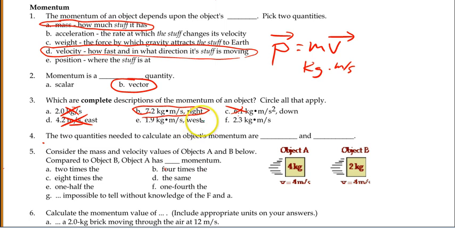Kilograms times meter per second to the west. That has both, so that works. This is kilograms per meter per second. That's a good unit, but it doesn't have a direction per se. So it's really not a complete description of momentum.